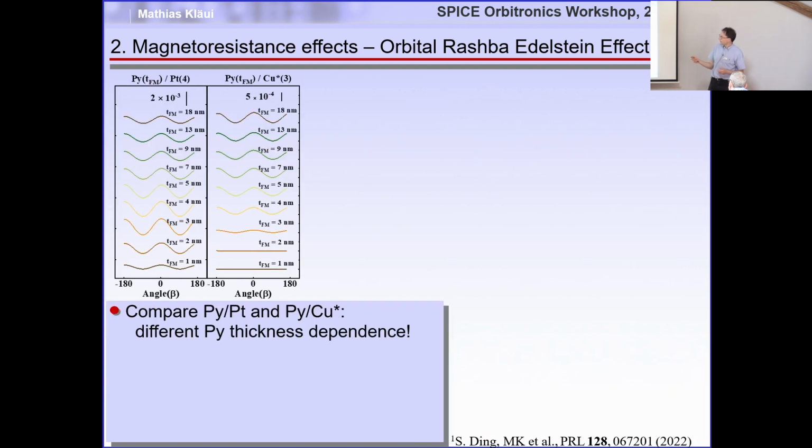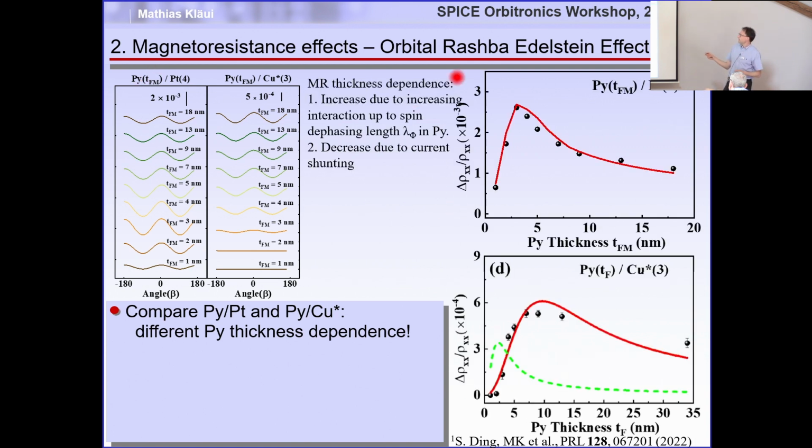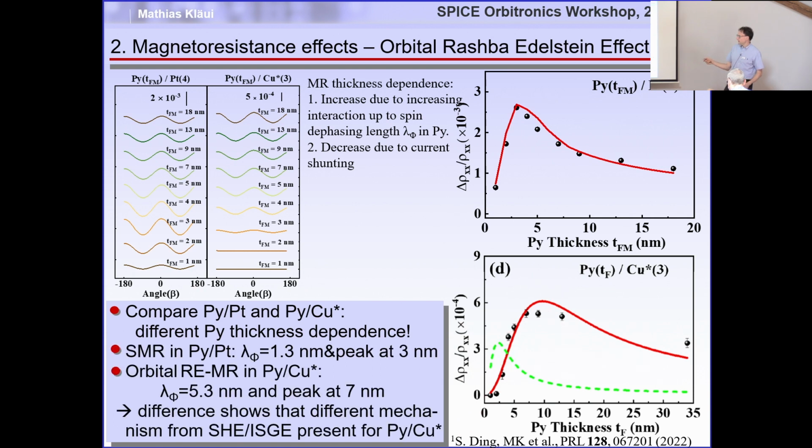Now, what is interesting about this is if we now compare the different thickness of permalloy and the different thickness of the copper, we can see that if we just put permalloy platinum, we again get an increase of the spin Hall magnetoresistance for the first 2 nanometers or so, and then a decrease. But if we put copper oxide on top, we get a different length scale. We get a peak at something like 7 nanometers compared to 3 nanometers here, and a length scale of 5 nanometers compared to 1.83 nanometers here. And that shows the magnetoresistance effect must have a different mechanism, must have a different physical origin.